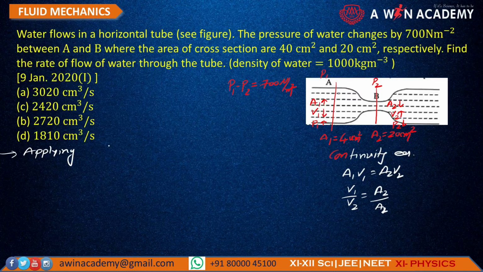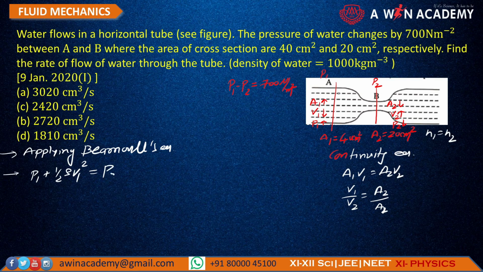Now applying Bernoulli's equation. Same here, H1 is equal to H2, मान लेता हूँ, तो हाइट की वजह से जो एनर्जी होगा वो दोनों का इक्वल रहेगा, ज़्यादा डिफरेंस नहीं है, तो हम इसको नेग्लेक्ट कर सकते हैं। P1 plus 1/2 rho V1 square is equal to P2 plus 1/2 rho V2 square.